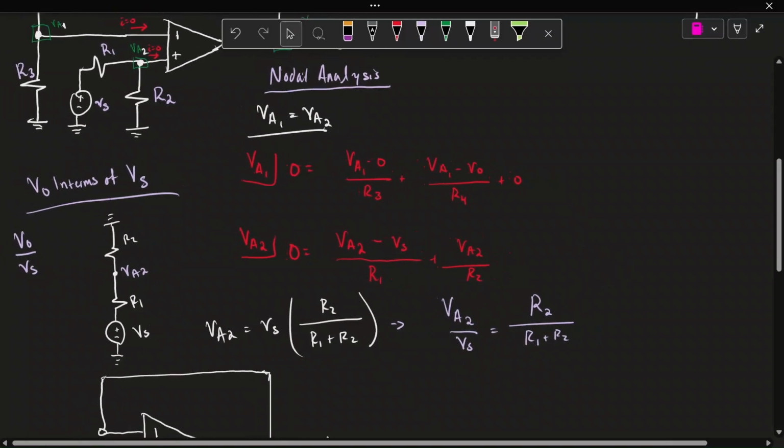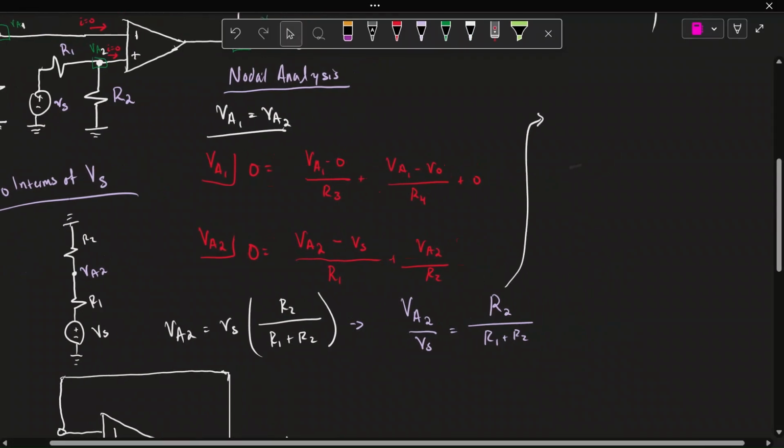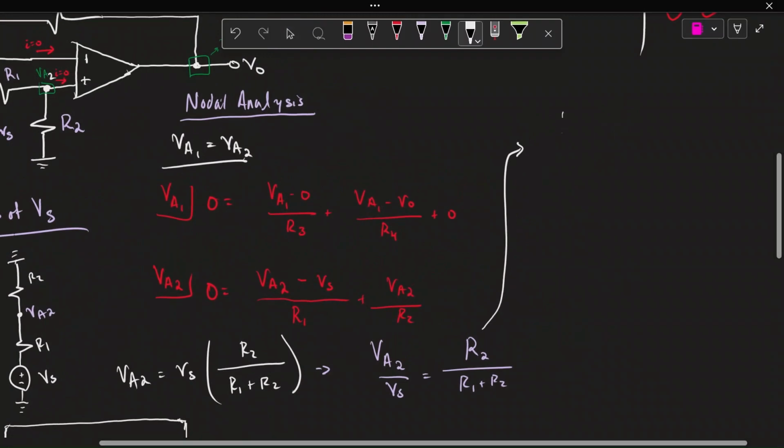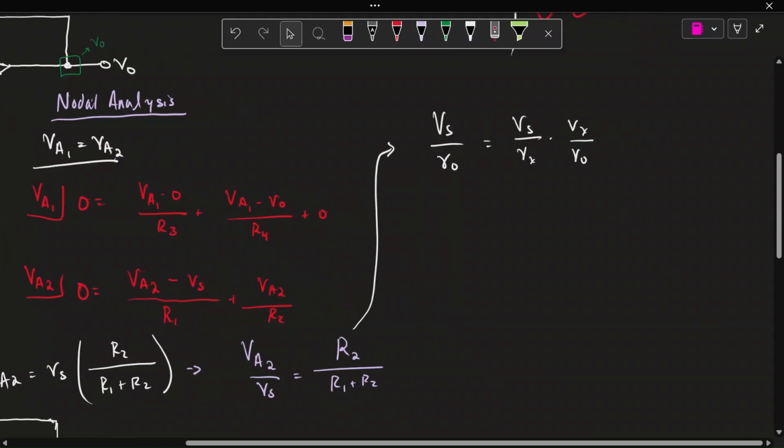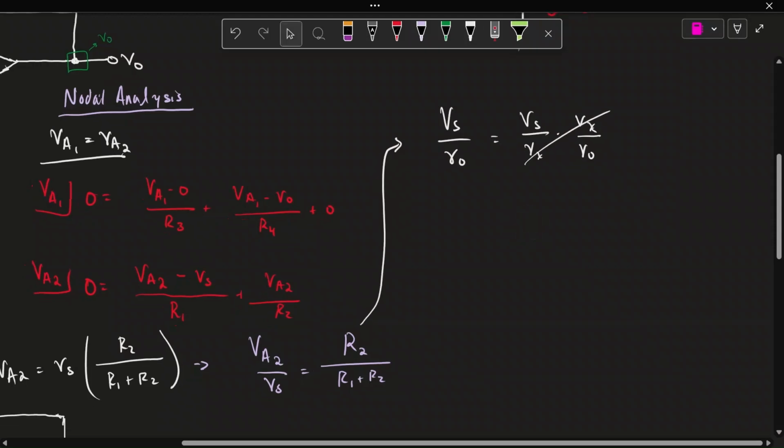Now, remember, in amplifiers, how did we solve for Vs over VO? A lot of the times what we did was multiply by something like Vx times Vx over VO, such that Vx is a dummy variable. Of course, these cancel, and you would get Vs over VO. This is going to be the same thing.